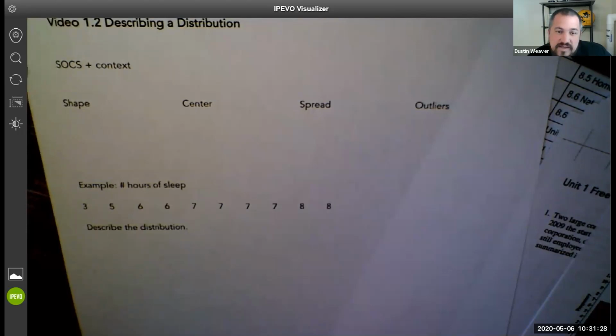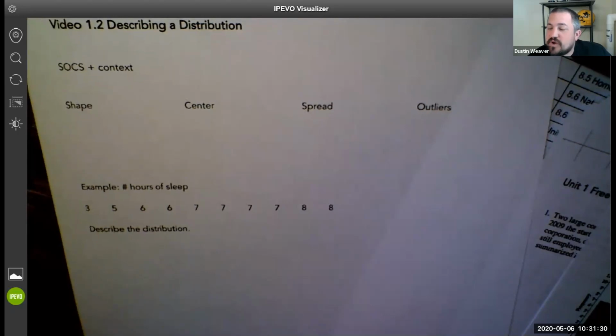At any time we can use the range as a measure of spread in addition to these, if you want to strengthen your argument. The outlier rule is very important. The outlier rule is 1.5 times the IQR. Remember, the IQR stands for the interquartile range, which is just Q3 minus Q1. The upper fence is Q3 plus 1.5 times the IQR, and your lower fence is Q1 minus 1.5 times the IQR.